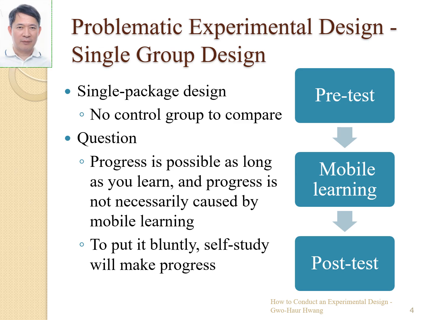Let's first look at problematic experimental designs. This is called a single group experimental design. A single group design has no control group with which to compare. It has a pre-test, a learning strategy intervention, and a post-test. You can observe the comparison between pre-test and post-test.